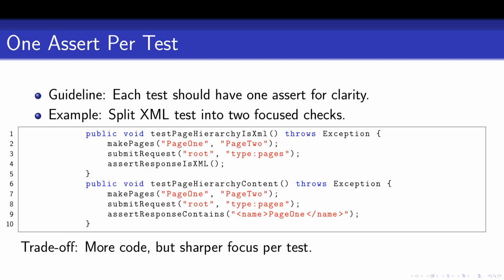One assert per test is a guideline worth chewing on. It's all about keeping things crystal clear. Take this split XML test. One checks if the output's XML, the other confirms the content's right, each with a single assert. Sure, it means more code, but the trade-off is razor-sharp focus. You know exactly what each test's proving. It's like giving each question its own spotlight. Less clutter, more precision.